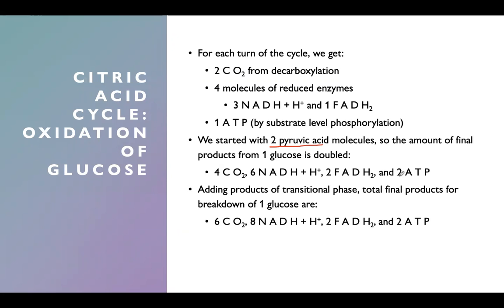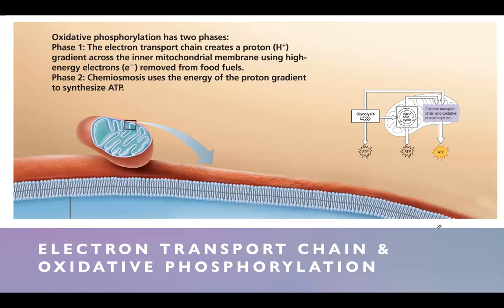And when we add those to the transitional phase, this is our final breakdown of 1 glucose, and our final products using the transitional phase and the Krebs cycle. These are our final products from that second step, the citric acid cycle. All right, so if you're still with me, good work.